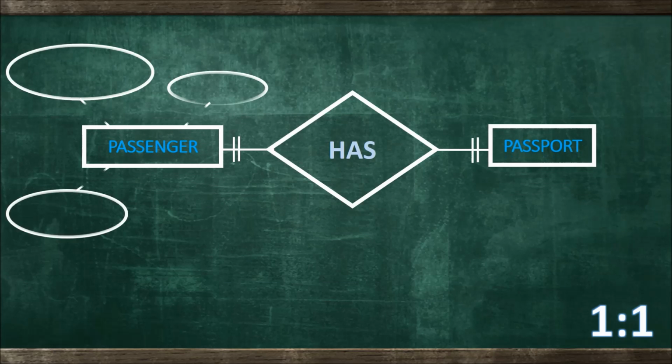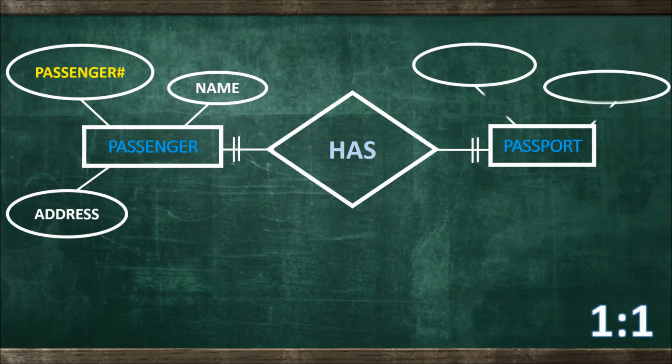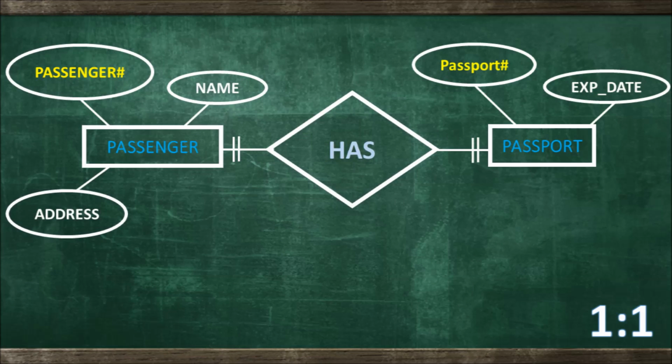So using the ERD example, we let the entity type passenger be entity A and entity type passport be entity B. We can add the primary key of A as a foreign key of B, or add the primary key of B as a foreign key of A, or both of the above. The designer is left with the discretion as to which of the three is the most appropriate.